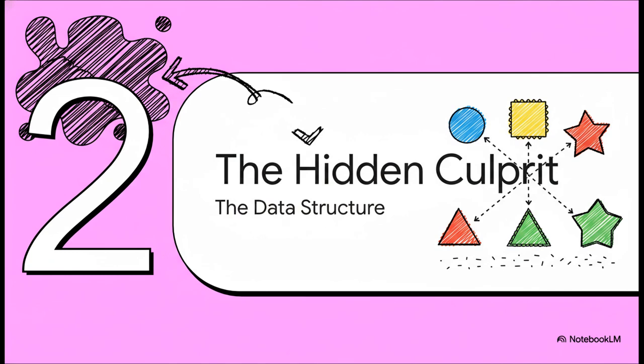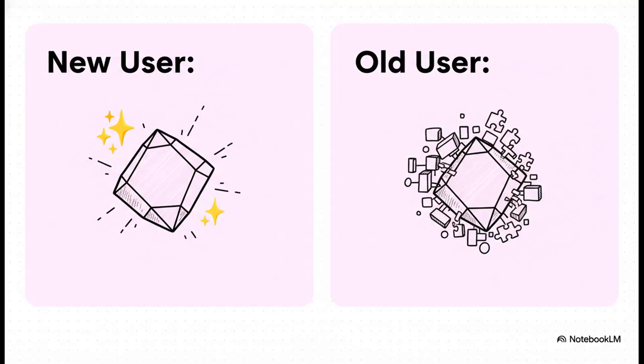Okay, so what was so different about older accounts? You'd think maybe they just had more data, right? But it wasn't the amount of data. The real hidden culprit, the thing that was causing all the pain, was the data's structure. Just take a look here.